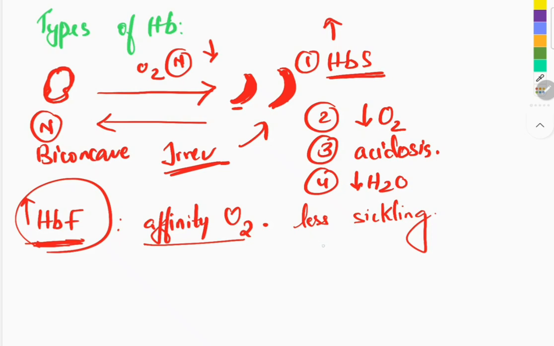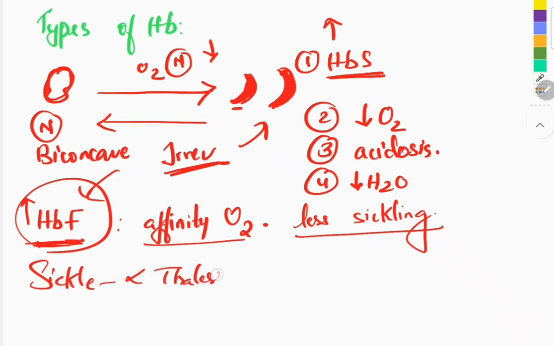And when oxygen is enough and more for the hemoglobin, then there is no problem. There is going to be no sickling. Understood? Okay. My next question to you. Suppose a patient has sickle alpha thalassemia. Sickle alpha thalassemia. Is it a boon or a bliss?